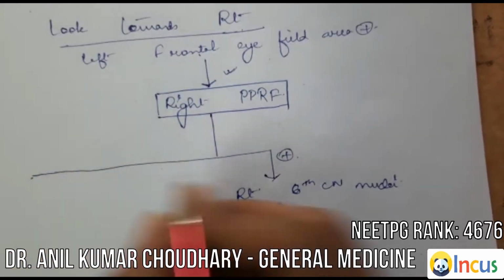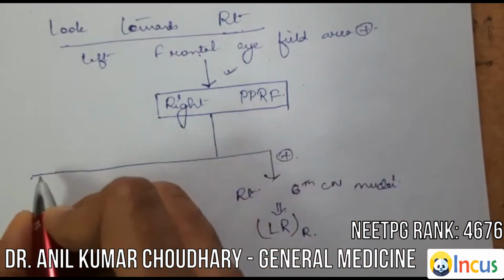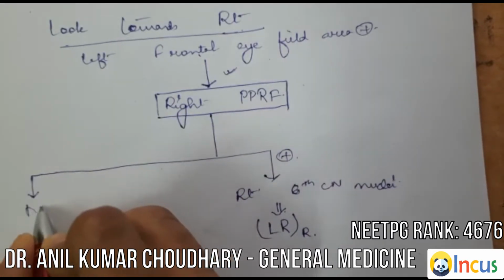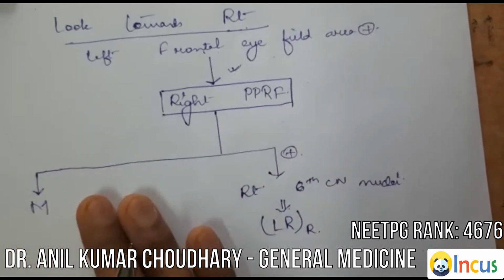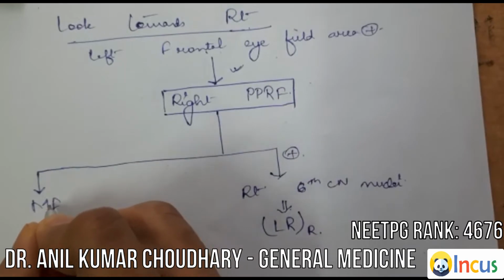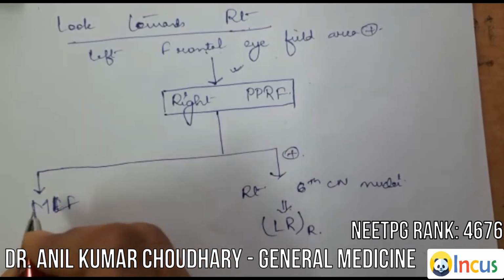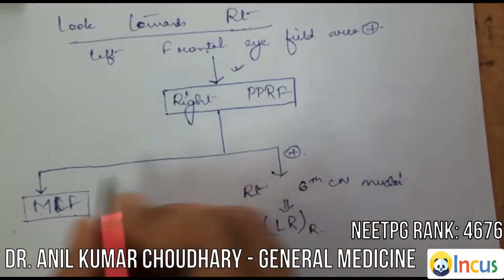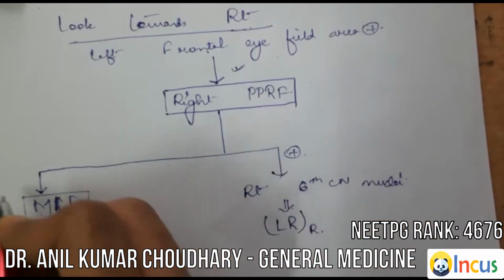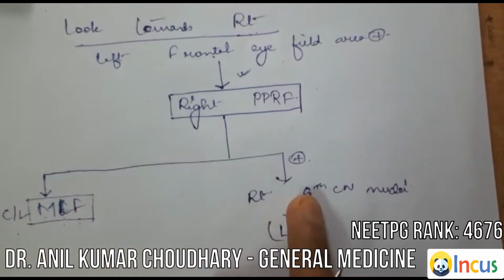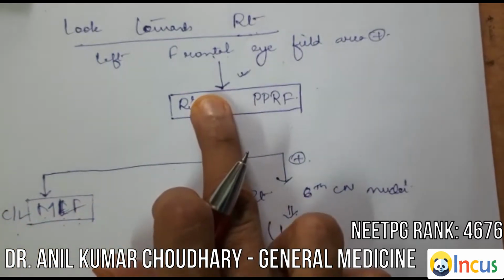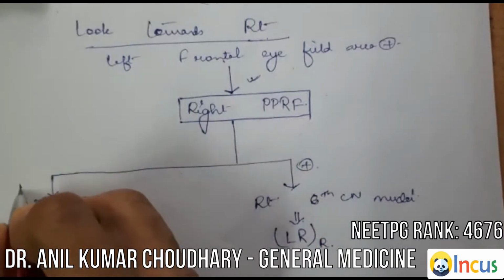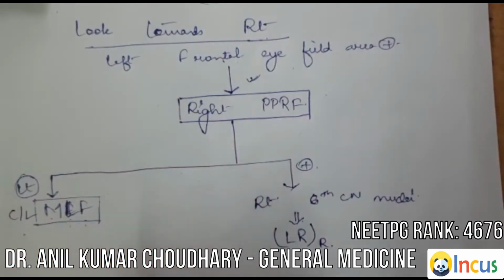The right-sided parapontine reticular formation also stimulates another fiber group of dense gray matter fibers which are known as the MLF, that is the medial longitudinal fasciculus. But this medial longitudinal fasciculus will be of the contralateral side. In this case, since this was the right-side parapontine reticular formation, this will become the left-side medial longitudinal fasciculus.